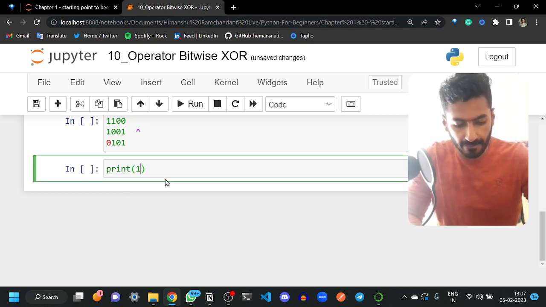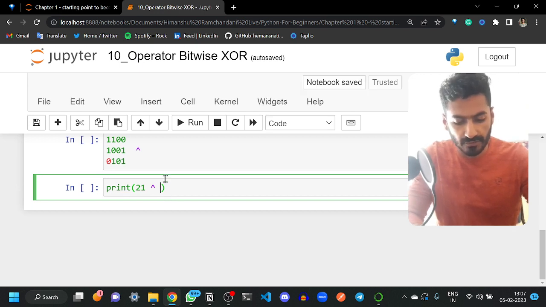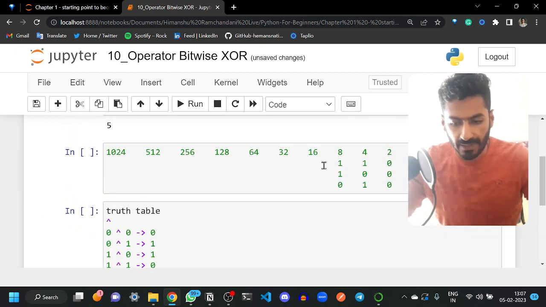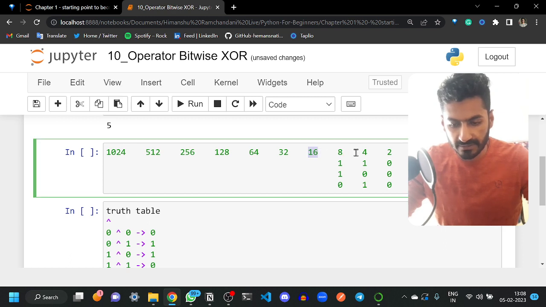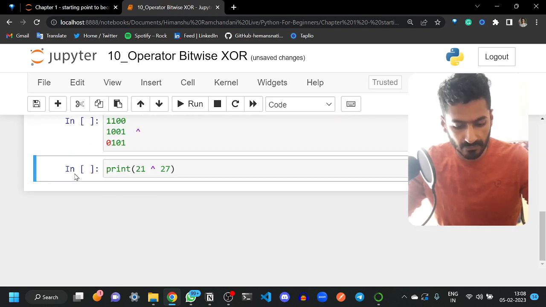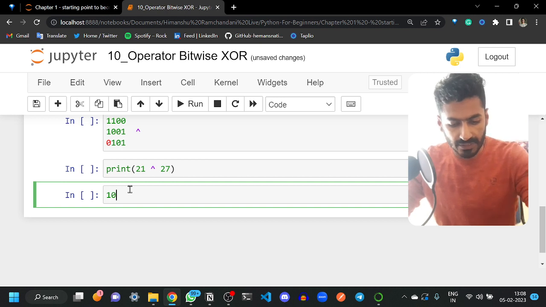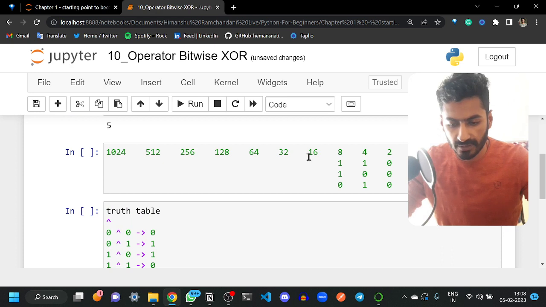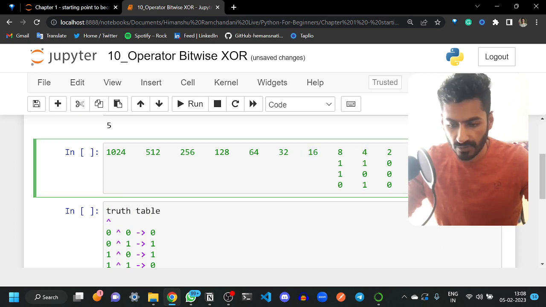Let's solve another question. Let's take a bigger number, so 21 XOR 27, for example. What will be the output for this? The binary of 21 will be 16 plus 4, 20, plus 1. So 1, 0, 1, 0, 1. This is the binary of 21. Let's check again. Okay, correct.